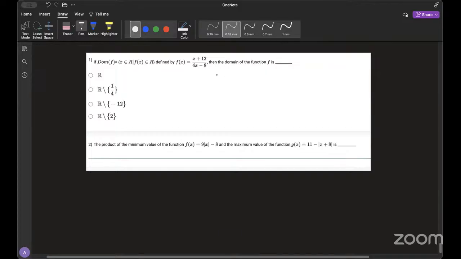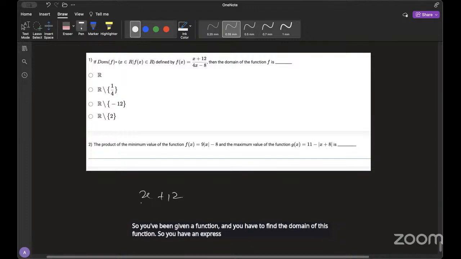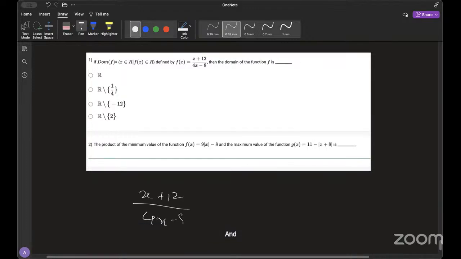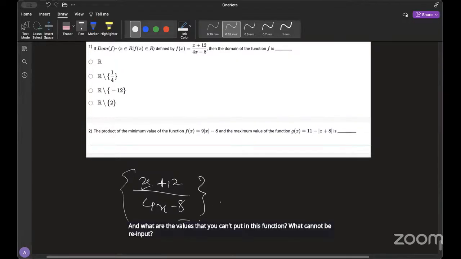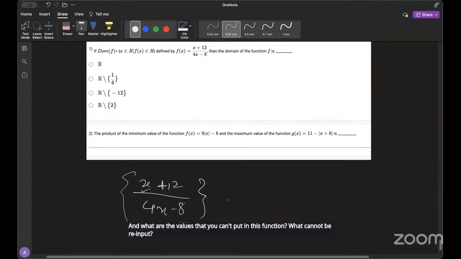So you've been given a function and you have to find the domain of this function. So you have x plus 12 and 4x minus 8. What do you think are the values that you can put here? And what are the values that you can't put in this function? What cannot be the input? Does anyone want to guess or to try?